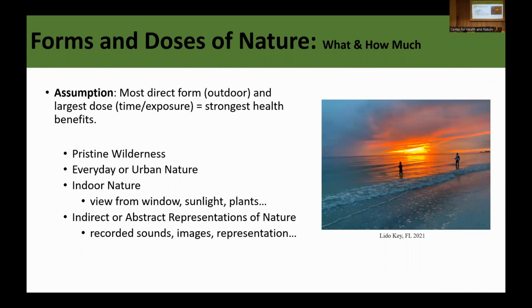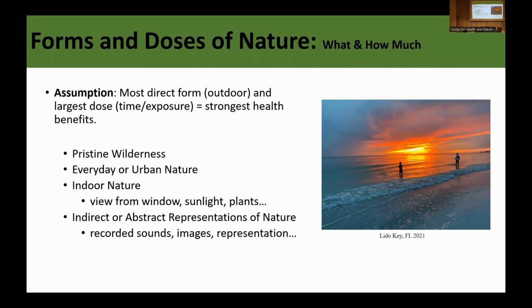Another assumption is forms and doses. I think we can think about nature in some ways. It may be helpful to think about it in terms of what form and how much. If we're thinking healthcare, this may be a helpful frame of reference. So that's the what and the how much. And the assumption here is the most direct form of nature, the most outdoor, and the largest dose, time or exposure, equals the strongest health benefit. So the more direct we get, the better off we are, is the assumption. There are other forms like windows, et cetera, that are important, but the assumption here is that the more direct, the more outdoor, the more positive.